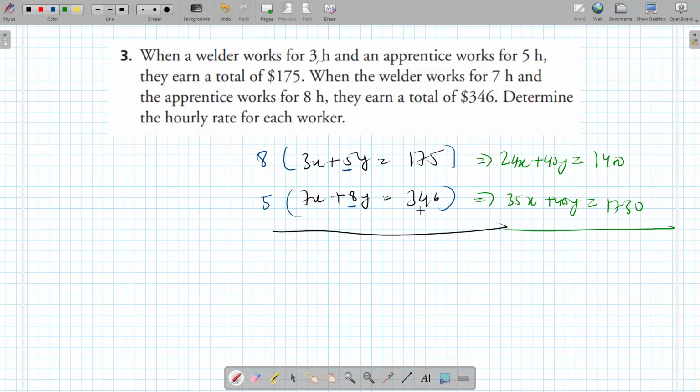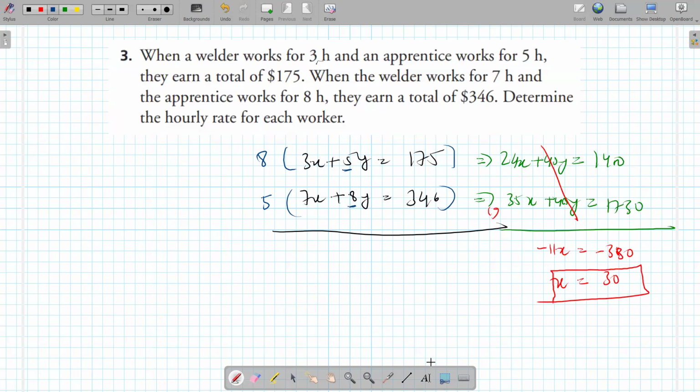Do we add or subtract if we want to kill the y's? You subtract. So this goes away. Negative 11x. Well, 1400 minus 1730 is negative 330, divided by 11. So x is 30. So that's the wage for the welder.